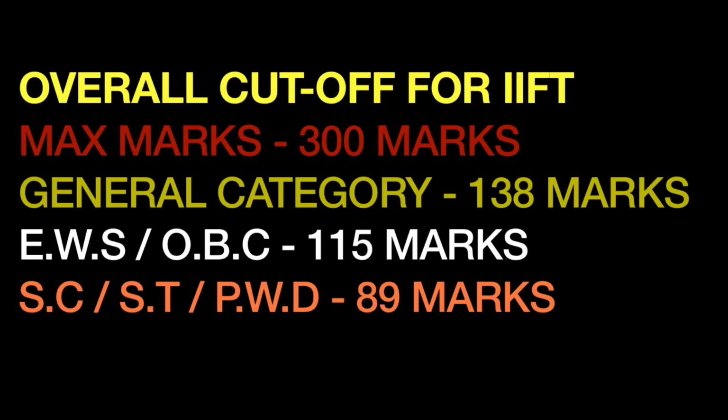Once again, I repeat, 138 marks is the cutoff for the general category, and 115 marks for EWS and OBC. This is the overall score I'm talking about, adding all the scores from the 4 sections: verbal, quant, GK, and LR.